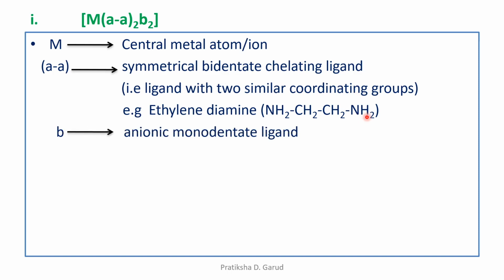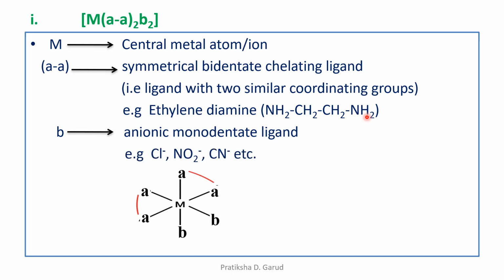B is the anionic, or we can say the negative monodentate ligand, for example, chloride or nitro or cyanide, etc. Now here it may be cis and trans. So how to find out the cis and the trans? Now here in this we are having M(AA)2 and B2. Depending upon this B, when the B are towards the same side, it will be considered as cis, and when B are towards the opposite side, it will be considered as trans.